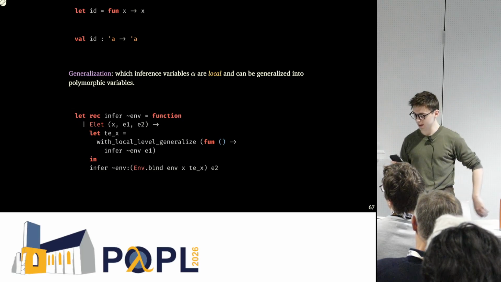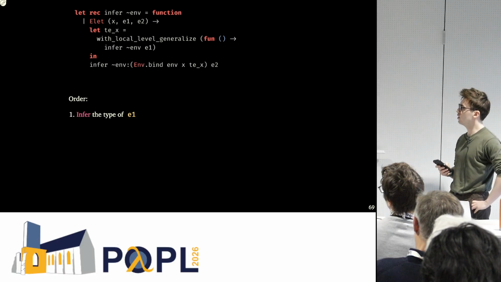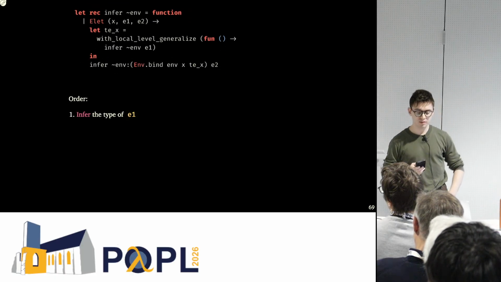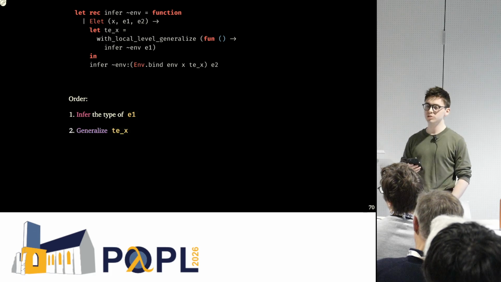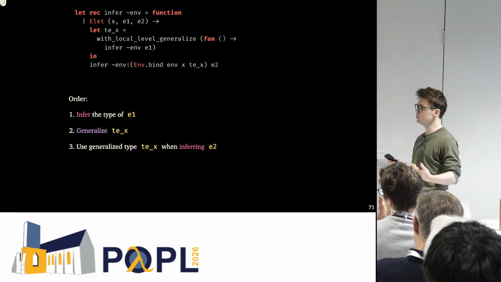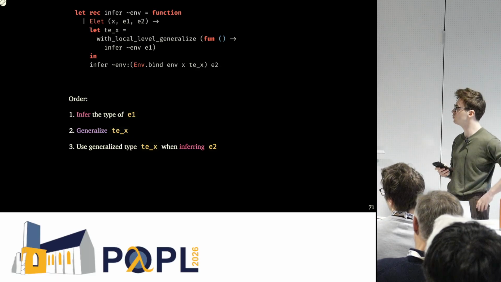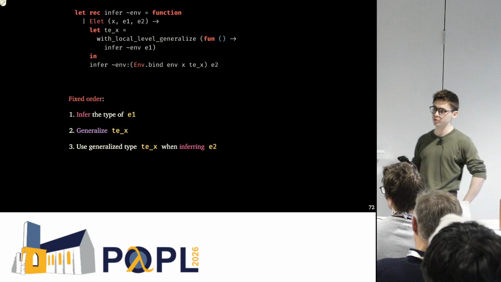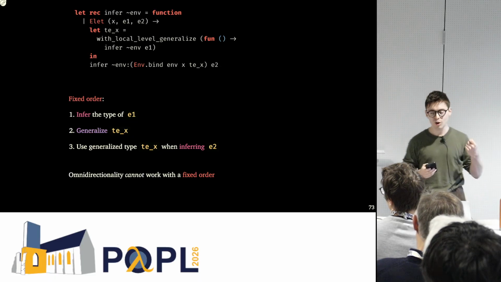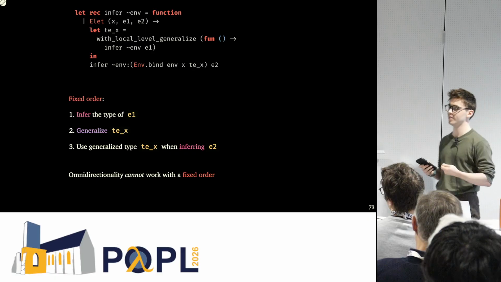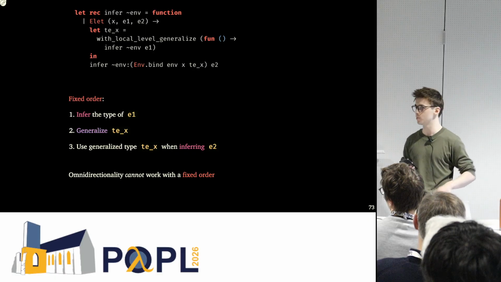And while the code isn't that important, it does have an order, which is that we first infer the type of E1, then we generalize its type, and then we use the generalized type to type check E2. And this is a fixed order. And more precisely, omnidirectionality doesn't really play nicely with fixed orders. So this is a problem.